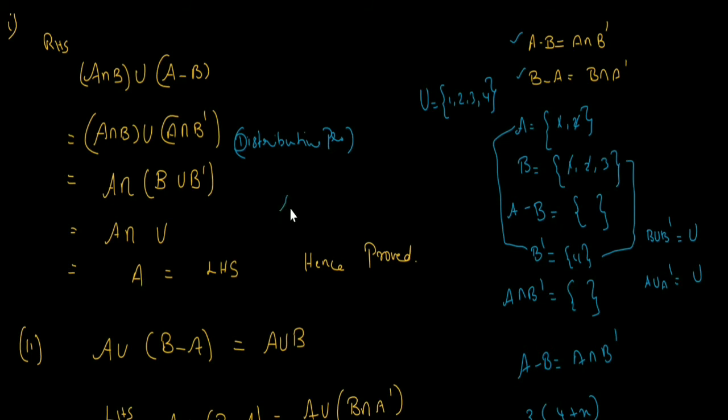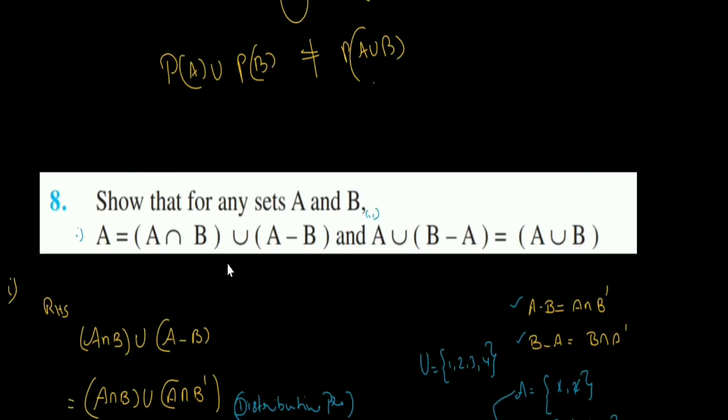But when you find the union, the superset will be the answer. If you find the intersection, the small set will be the intersection. So the set A contains the elements which are in the universal set. So A intersection U, the small set, that is A. So it is equal to the left hand side. We have proved A intersection B union A minus B is equal to A.